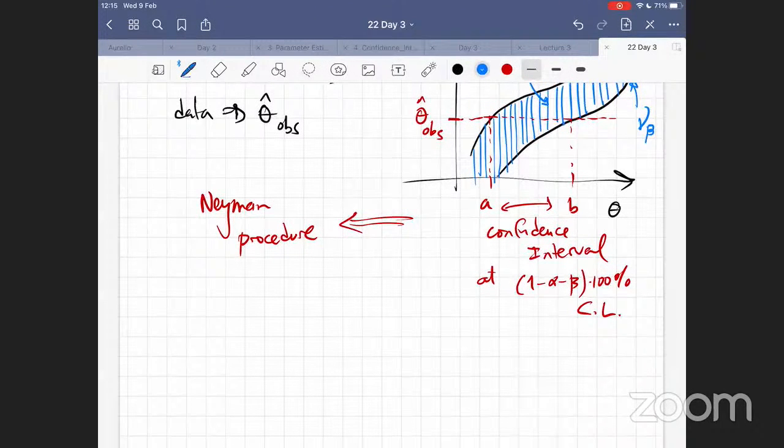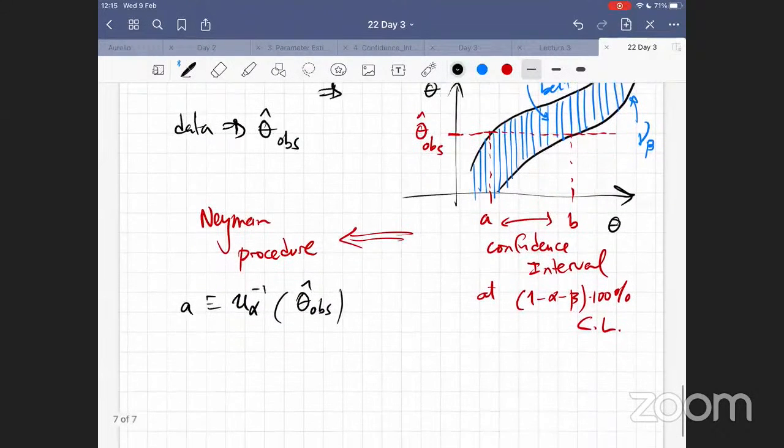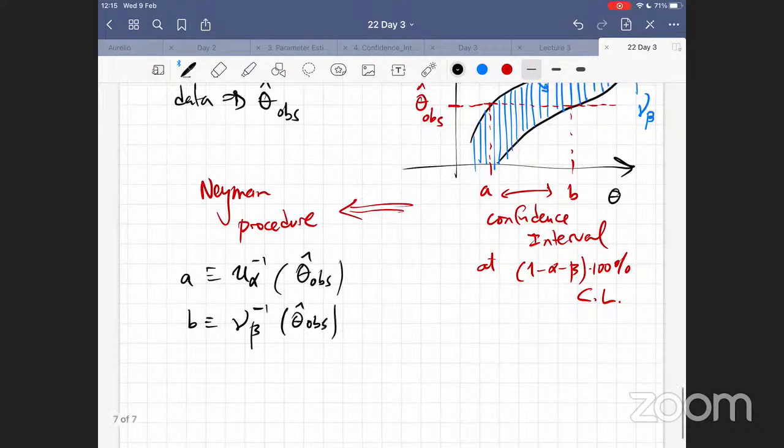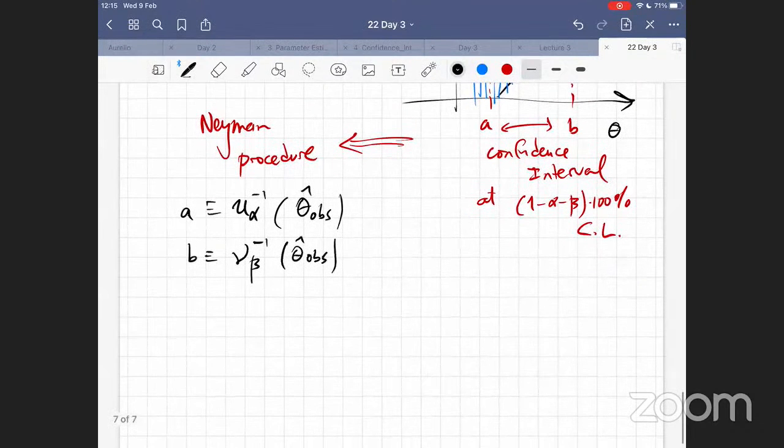And these values of A and B are like inverting this function. u alpha will be a function of the observed value, right? So this -1 means inverting that function, okay? And analogously for B. And this is the way to go.